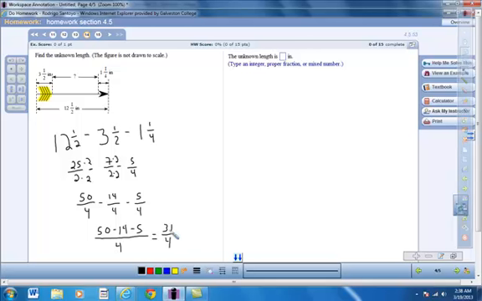But here we got an improper fraction. They want either a proper or mixed. So I'm going to have to change 31 over 4 by dividing. And we know 7 times 4 is 28. We subtract there and we get 3. So the 7 is our whole number, 3 is the remainder, which is our numerator, and our denominator will stay the same.